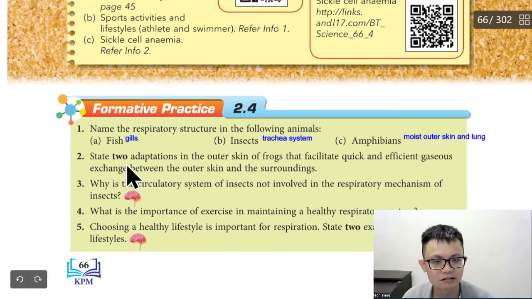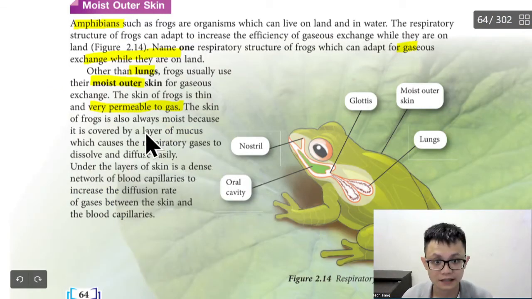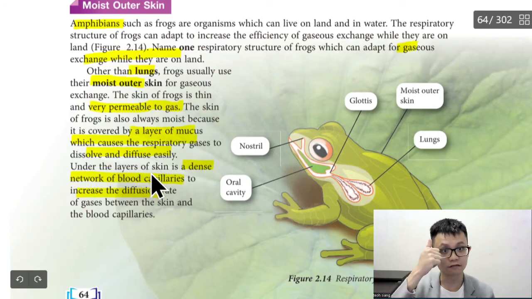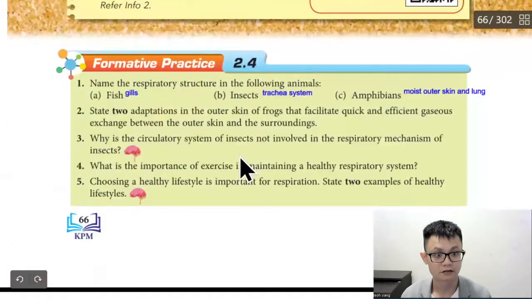State two adaptations in the outer skin of a frog that facilitate quick, efficient gas exchange between the outer skin and the surroundings. So two adaptations from the frog we can see here: it is covered with a layer of mucus so that it helps the gases diffuse easily. Another one is it has a dense network of blood capillaries, so the diffusion of the gases is increased. So the keywords are layer of mucus and dense network of capillaries. So just put it down here. Two adaptations of frog.